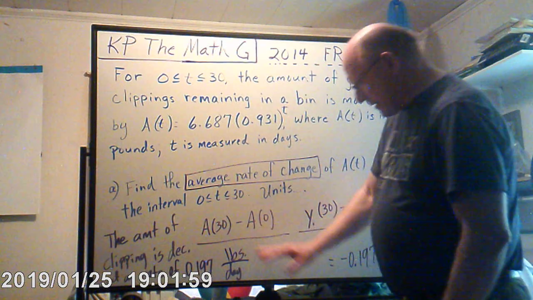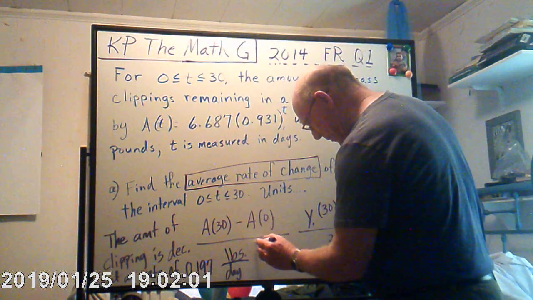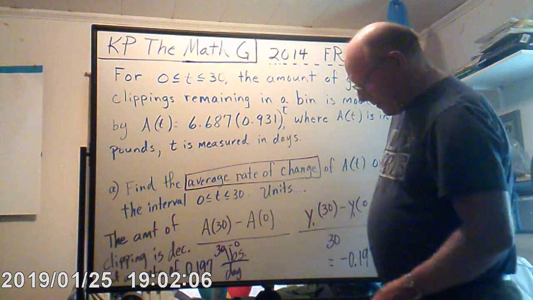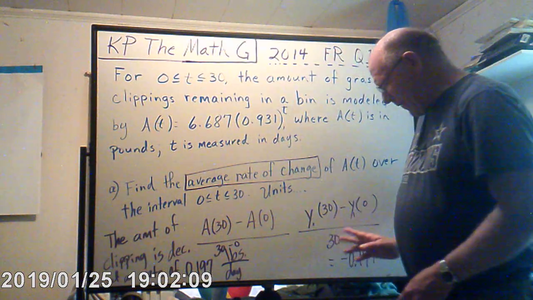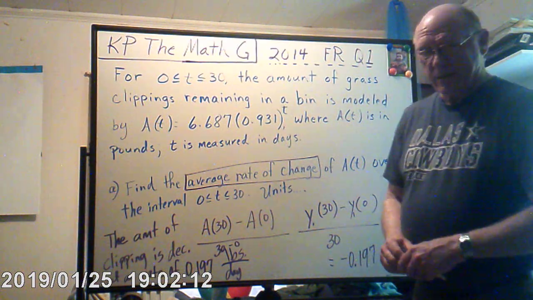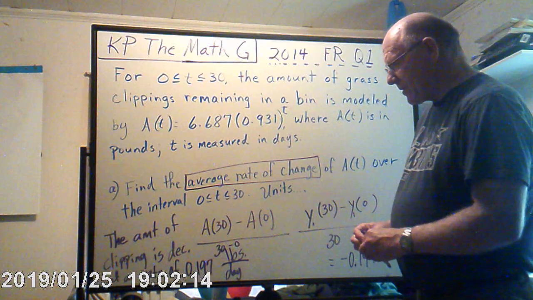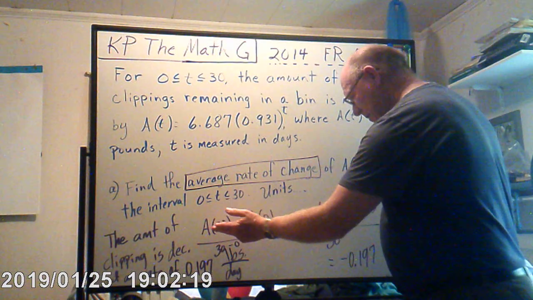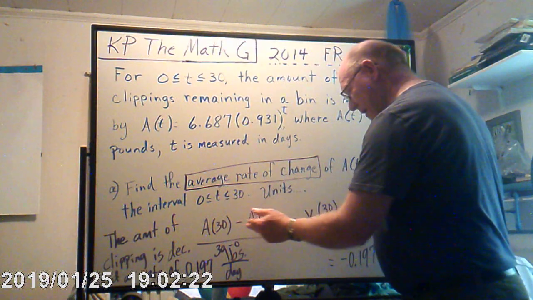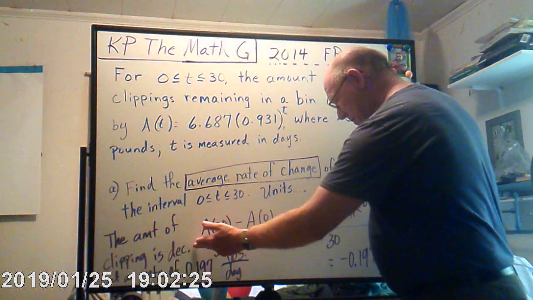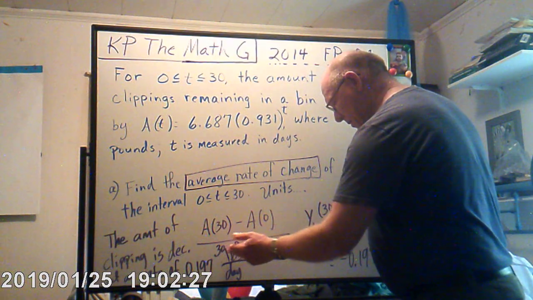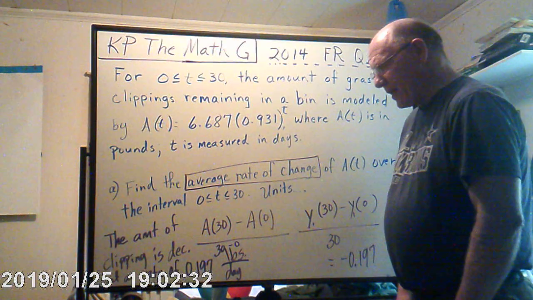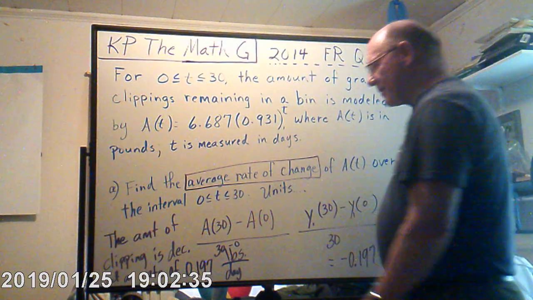Alright, it is definitely a rate. I'm just going to put 30 down here somewhere. Alright, 30 minus 0. Okay, there it is right there. And that's what you have to do right there. Okay, and that's the A part. Average rate of change: A of the largest minus A of the smaller number, divided by the larger minus the smaller. Okay, that's average rate of change. You'll always do that.